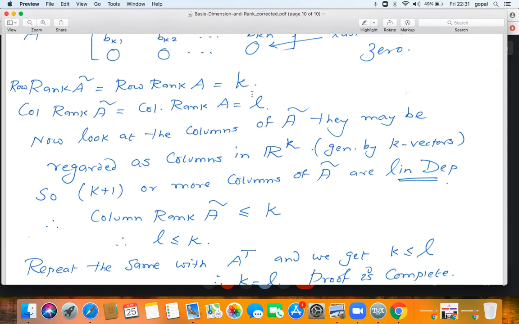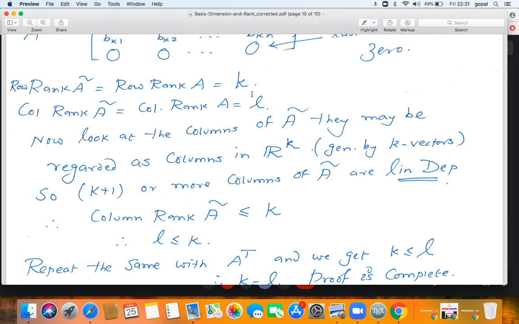Obviously, the row rank of A will be equal to the column rank of A transpose. The column rank of A will be the row rank of A transpose. When I take the transpose of a matrix, the row and the column ranks get interchanged. But no matter which matrix it is, we have proved that the column rank is always less than or equal to the row rank.